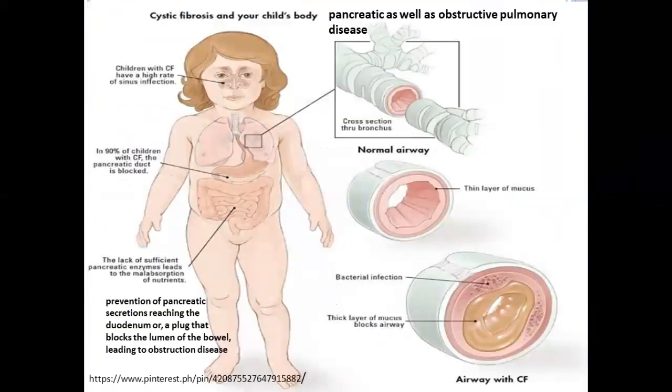So, anong nangyayari sa kanila? So, yung mga mucus nila nagiging thick. Okay, so bumabara doon sa passageway. Okay, bumabara doon sa pancreatic duct. So prevention of pancreatic secretions to reach the duodenum. Yan ang nangyayari in cystic fibrosis.